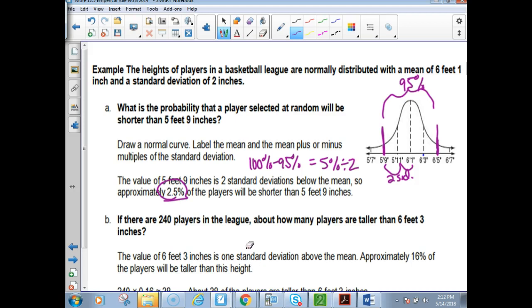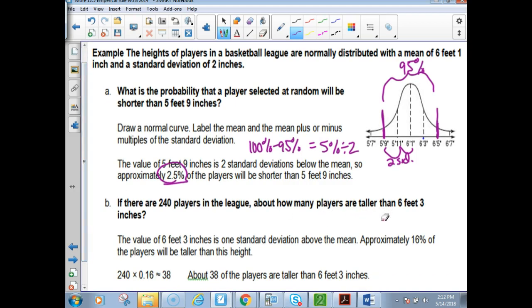Everything we wrote on, we have to think about what pieces of this puzzle we have to use to get the answer. If there are 240 players in the league, about how many players are taller than 6'3"? Well, what's 6'3" on here? All right, 6'3" is only one standard deviation to the right of the mean. But what would we be including? So you'd actually be including all the way up to here, which is one standard deviation, but you've got everything over there as well, right? Here's where the mean is, okay?